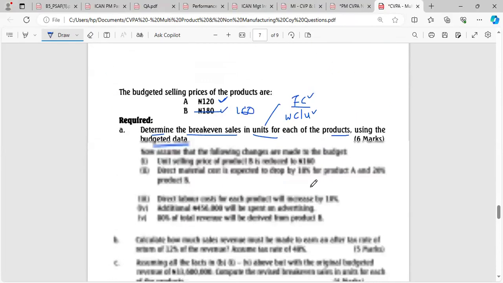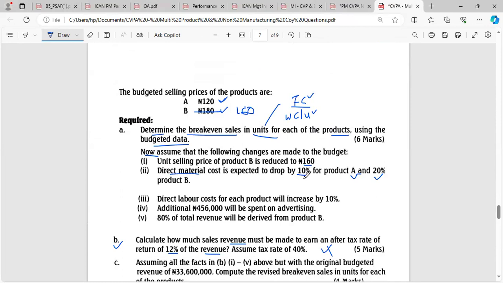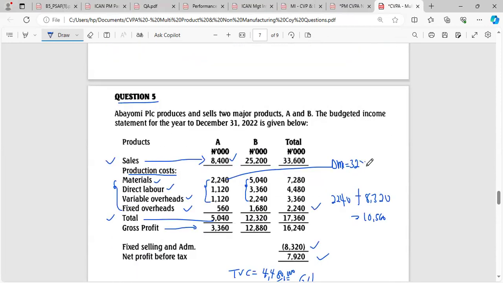So we have to reduce it by 10%. They say to drop by 10%. So drop it by 10% by multiplying it by what? 90%. That's the meaning of reducing it. So multiply it by 90%. You get 28.8 as our direct material. I don't know if you are following, sir. 28.8 will be our direct material cost.